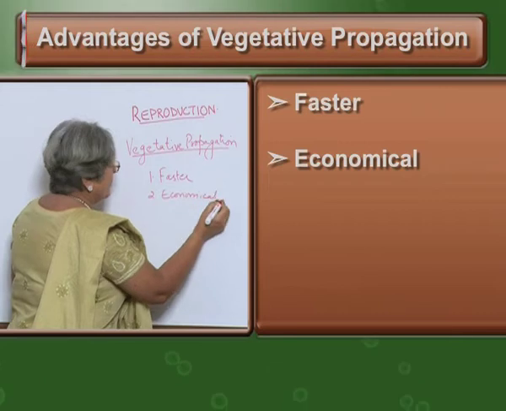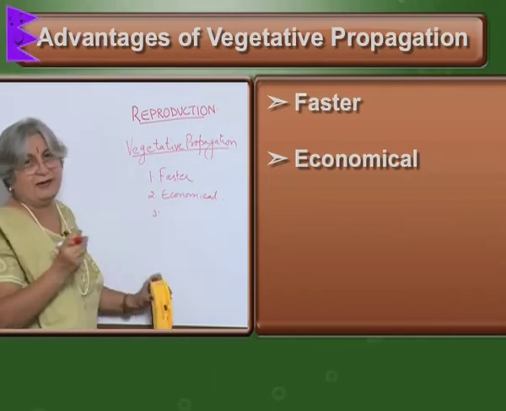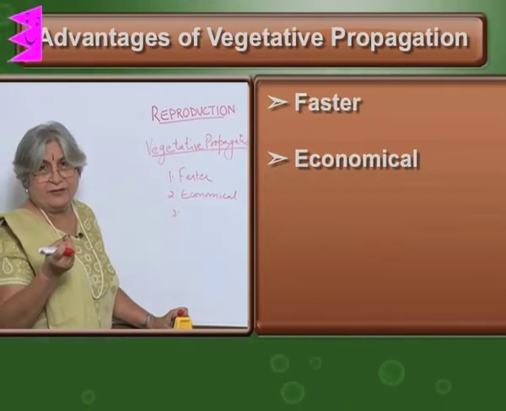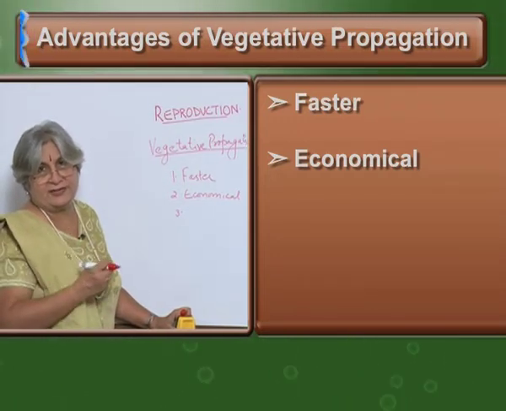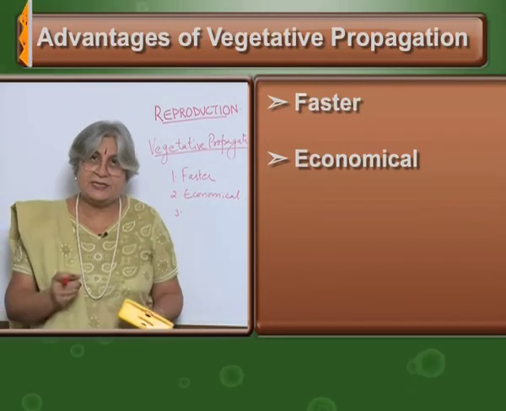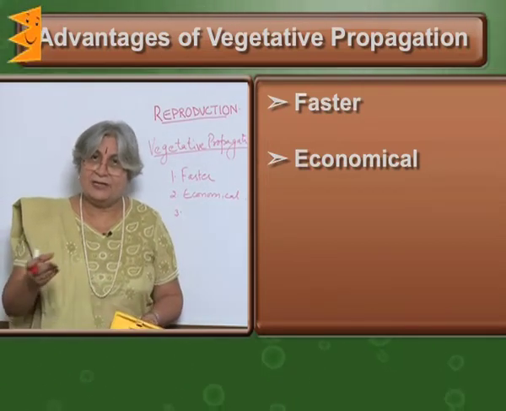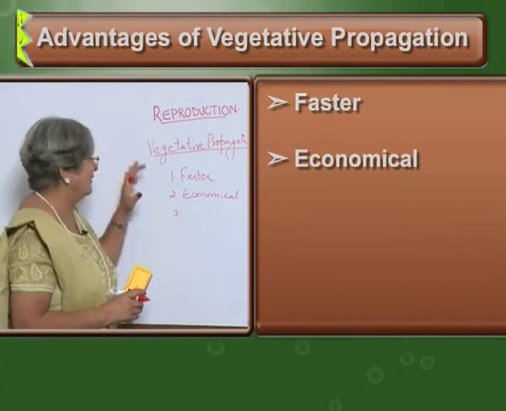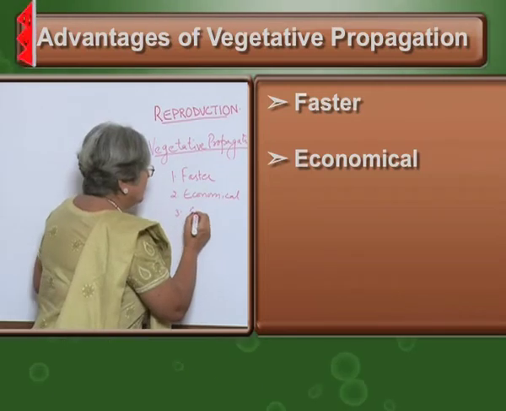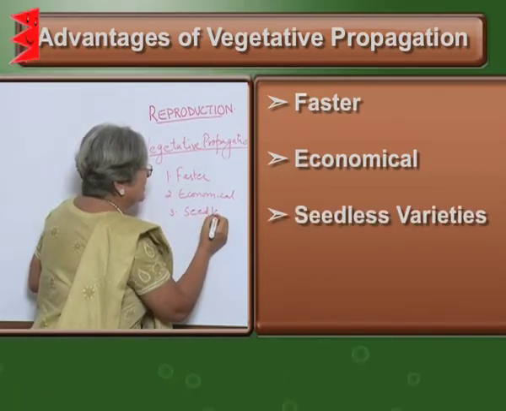and then there are many varieties like, say, grapes, banana, guava, in which case we do not like fruits that have seeds, a seedless variety we want. But if the variety is seedless, how will it multiply? By vegetative propagation. So, it is important in seedless varieties.